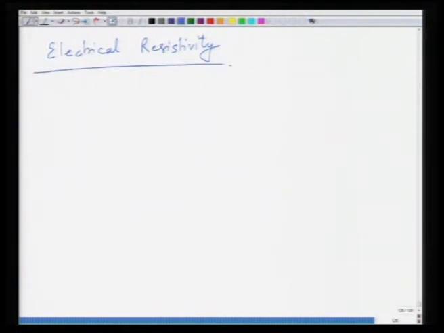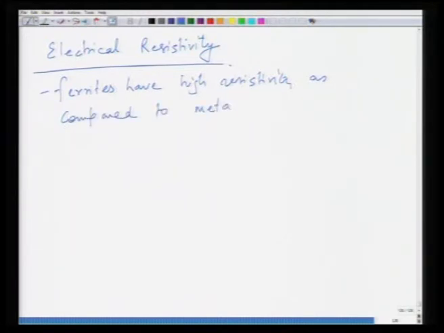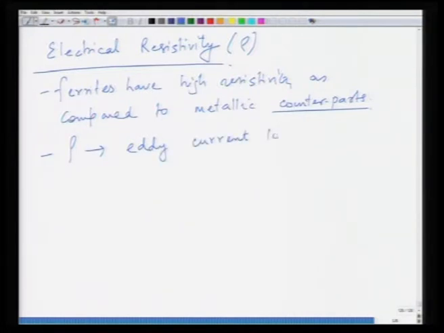So, electrical resistivity depends upon the type of material that you have, and typically ferrites, although they have high resistivity as compared to their metallic counterparts, it is still important, because this resistivity determines, as we discussed earlier, eddy current losses, and this could be quite significant if the resistivity is low.